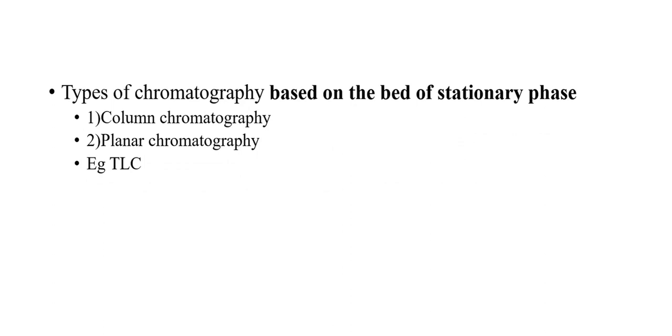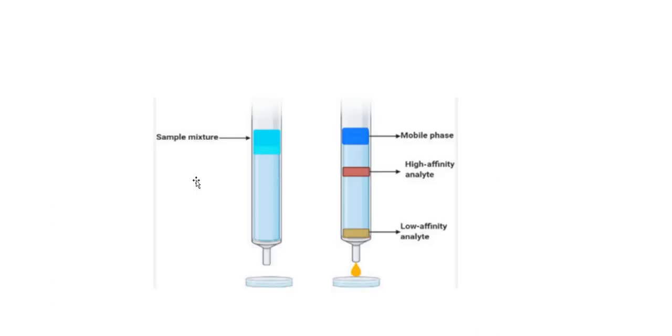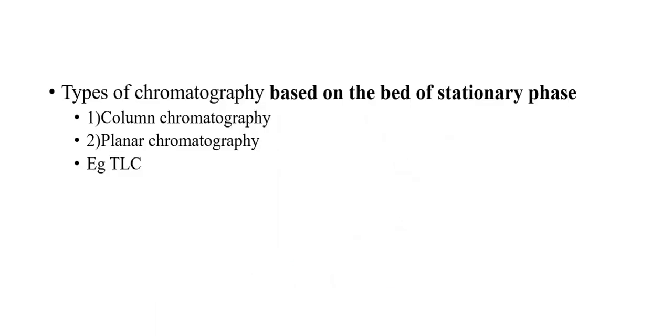Types of chromatography based on the bed of the stationary phase. Bed of the stationary phase means where the stationary phase is lying. If the stationary phase is lying in the column, then it is known as column chromatography, like in this picture, where the stationary phase is lying inside the column. If the stationary phase is lying in a planar structure like paper, then it is known as planar chromatography. For example, TLC. In TLC, the stationary phase is lying on a plain glass slide.